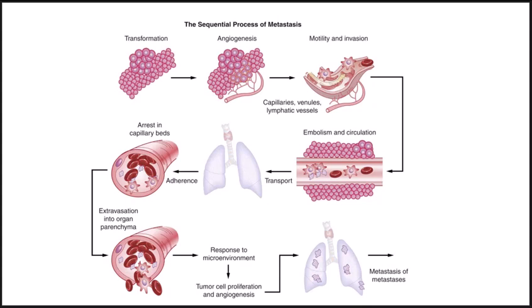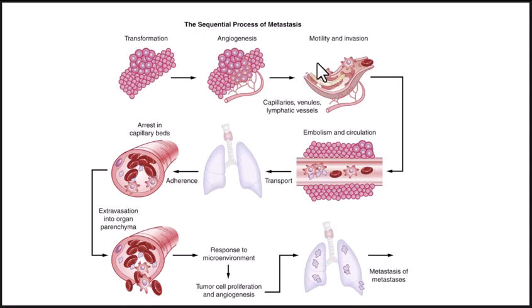In this diagram, you can visualize the process of metastasis, the sequential process, which begins with transformation, where you end up with larger cell formation. We talked a lot about that already. And then this clump of cells will form new blood vessels once the tissue is large enough. And we know that process is called angiogenesis.